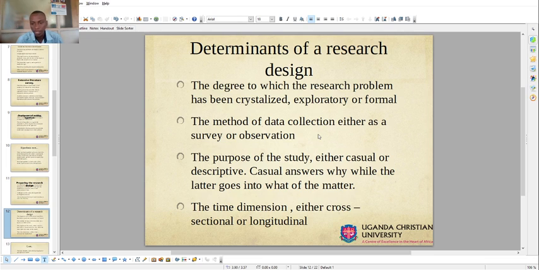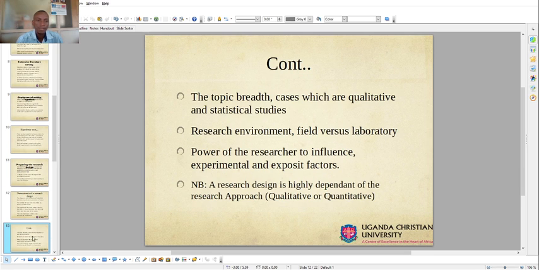The method of data collection you're going to use, the purpose of the study. And the other thing we need to know is your research design will depend on the approach you're taking. We have two broader approaches to research.